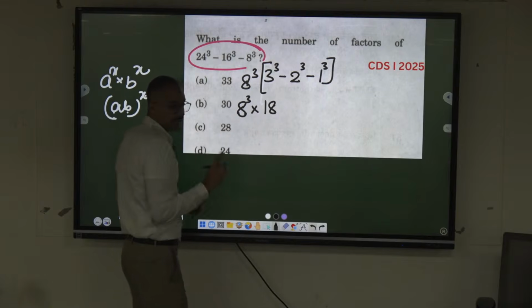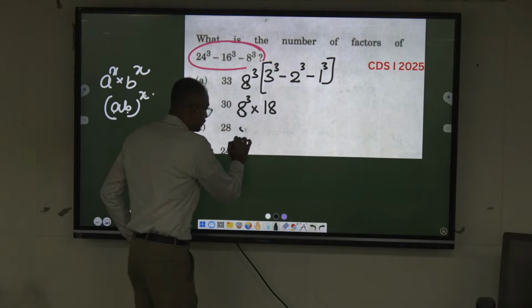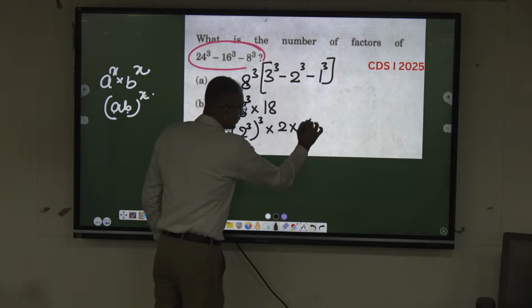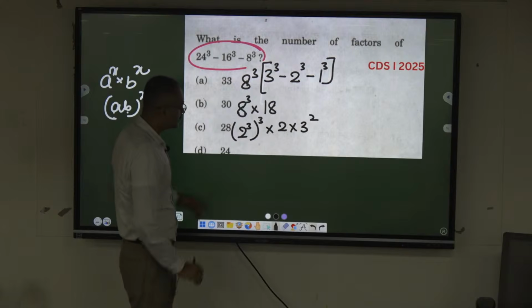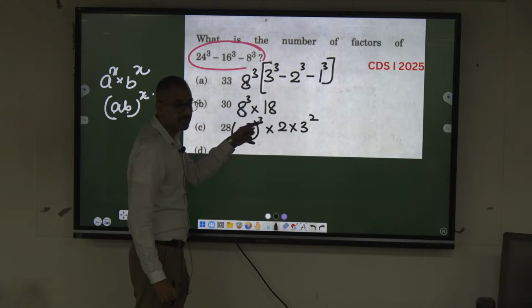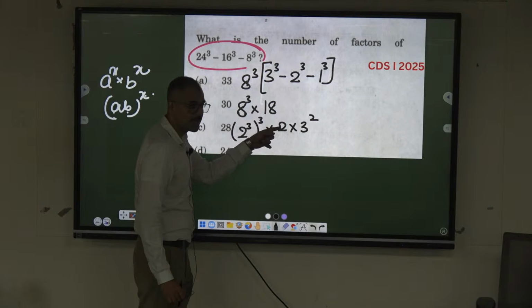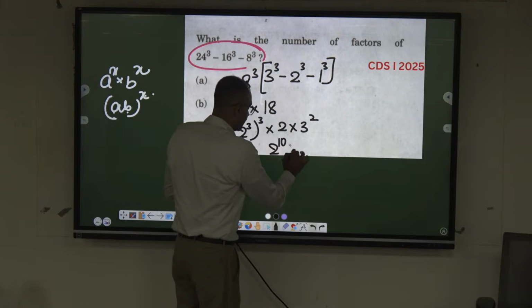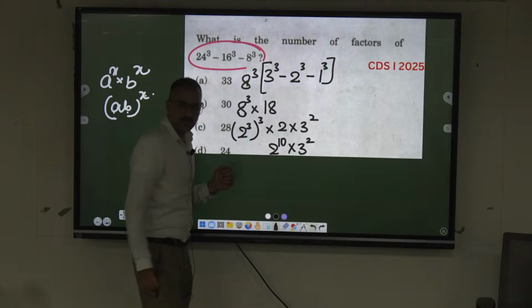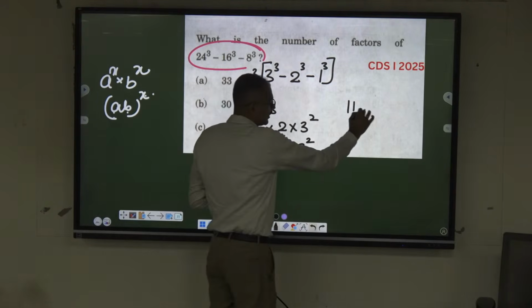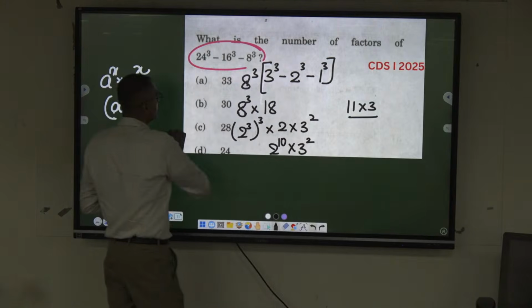So can I write this 8 to the power of 3 in prime factors as (2 cube) whole cube into 2 into 3 square? So how many 2's are there? 3 into 3 is 9, plus 1, 10. So 2 power 10 into 3 square. Isn't it? Prime factors.